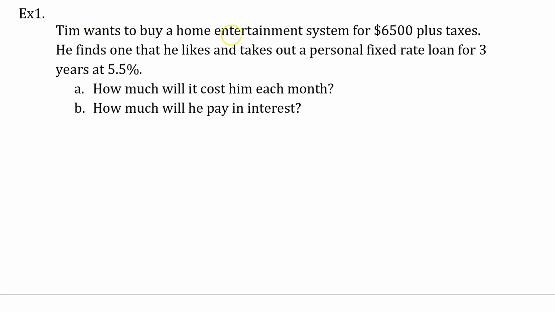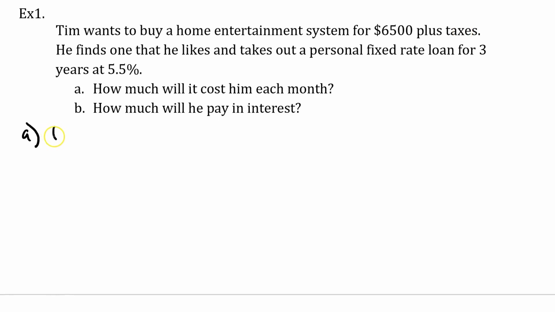So Tim wants to buy a home entertainment system for $6,500 plus taxes. He finds one that he likes and takes out a personal fixed rate loan for 3 years at 5.5%. A, how much will it cost him each month? And B, how much will he pay in interest? First things first, let's figure out what this plus taxes means. You can either have GST, or you can have PST, or you can have both. And if it says plus taxes, it means both.